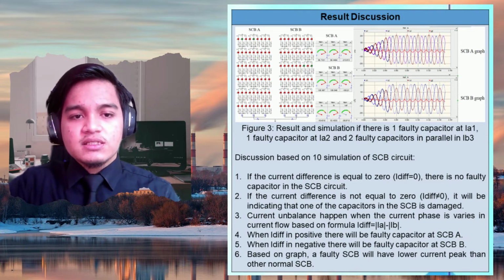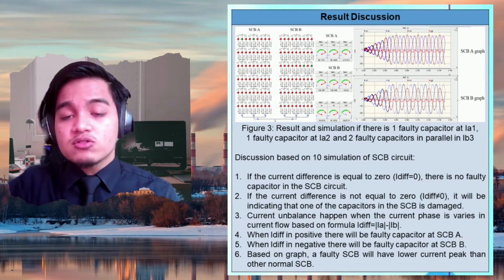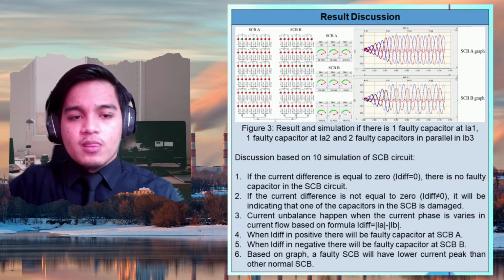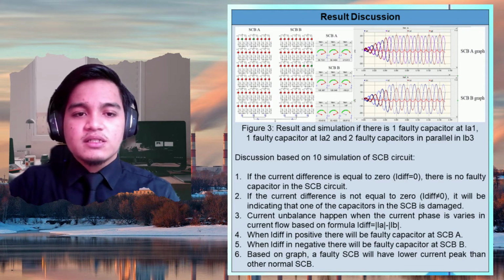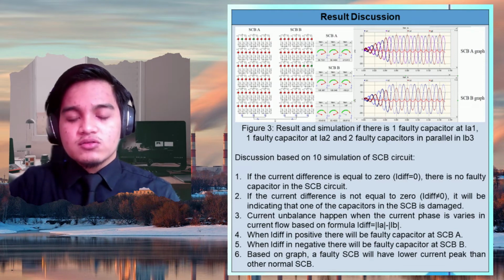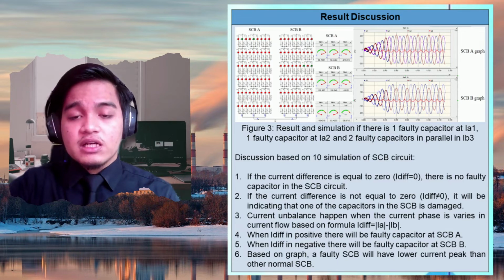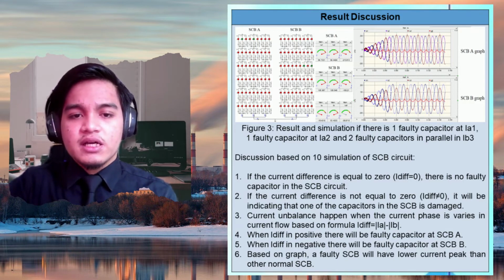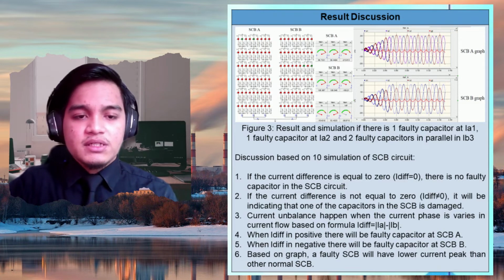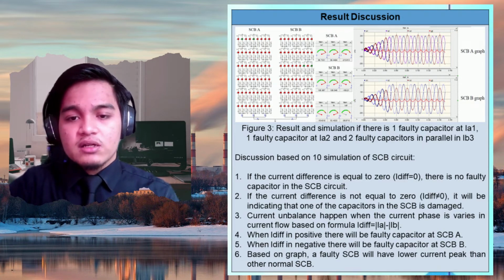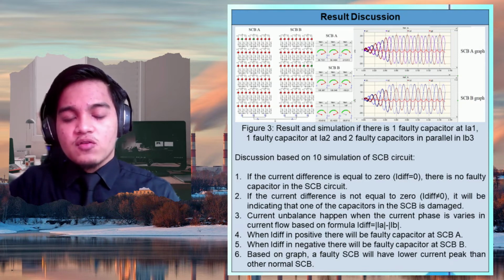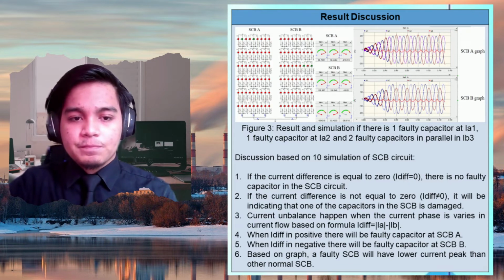Okay, the first discussion is if the current difference is equal to 0, there is no faulty capacitor in the SCB circuit. The second discussion is if the current difference is not equal to 0, it indicates that one of the capacitors in the SCB is damaged. Number 3 is current unbalance happens when the current varies in flow for every phase, based on the formula I difference equal to IA minus IB.